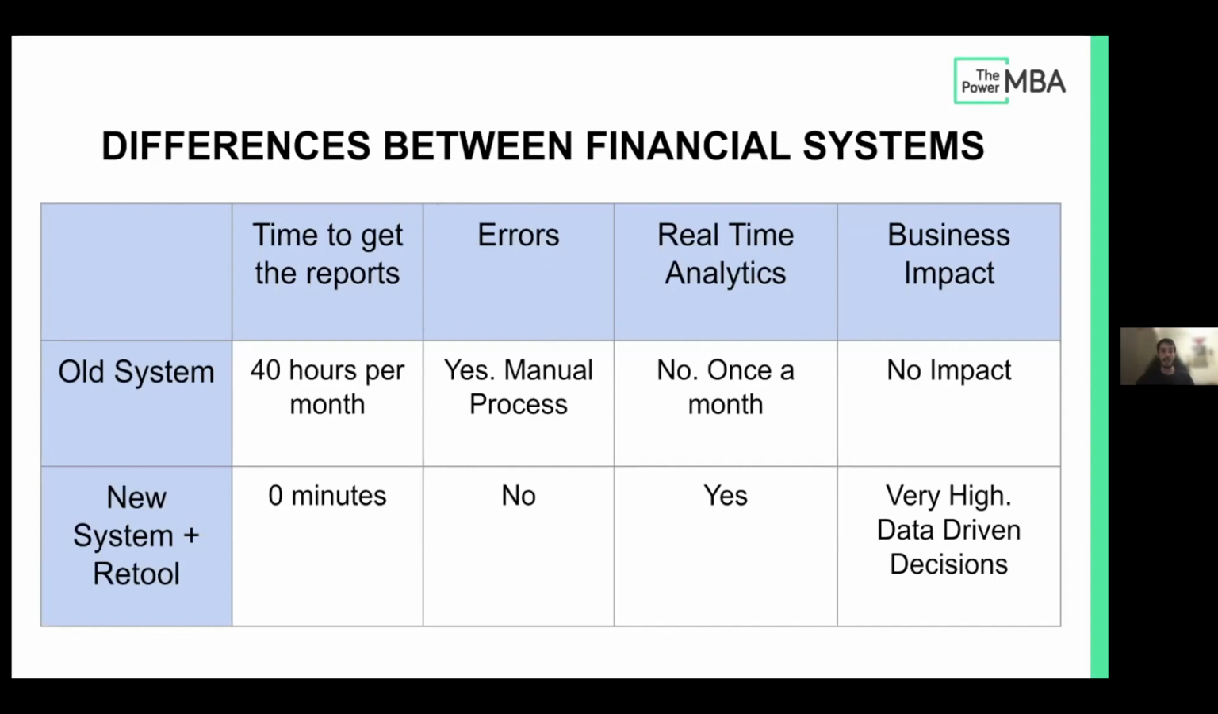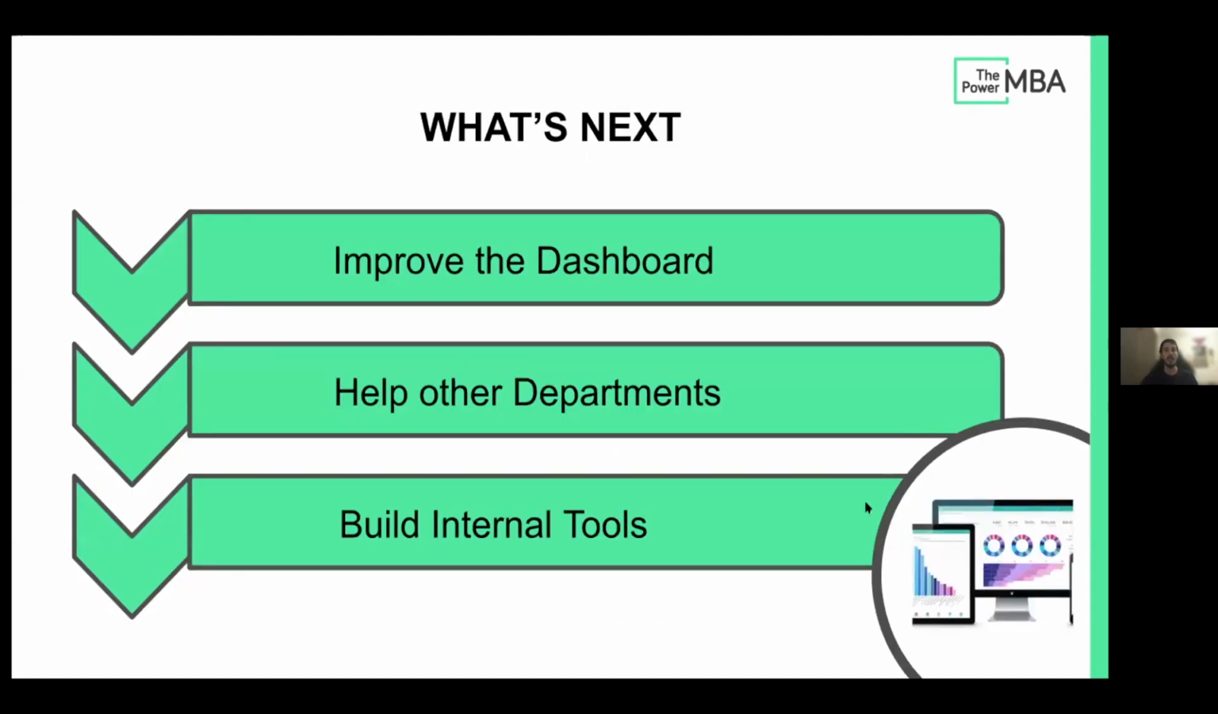With the new system and with the help of Retool, we are generating this report in 0 minutes, okay? Because this is everything in real time, as I said before, and this is automatically done. So basically there are no errors, and it has a really, really high business impact because we can finally make data-driven decisions. So what is next?